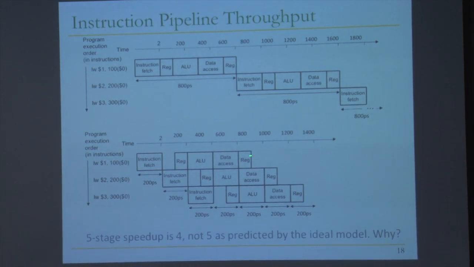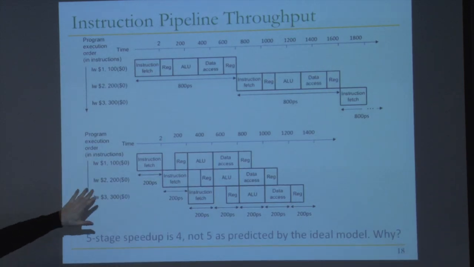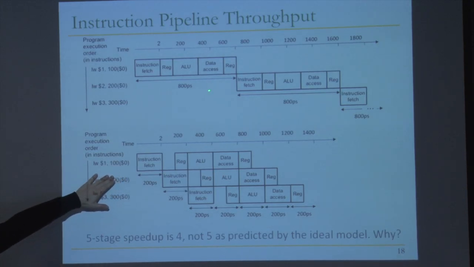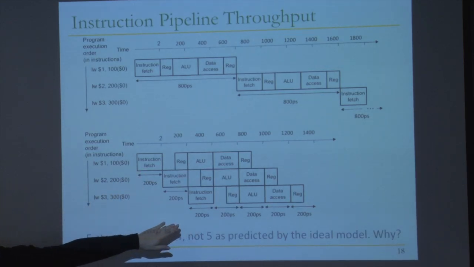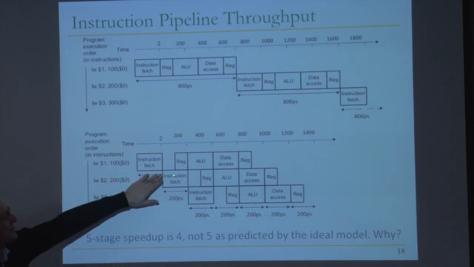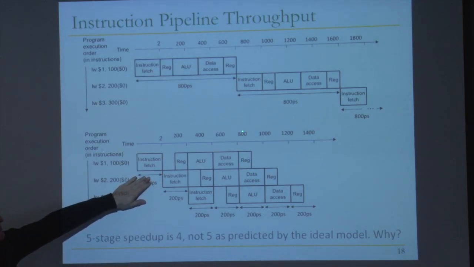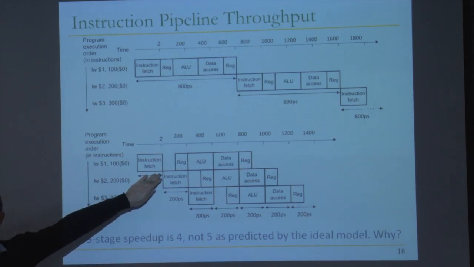Right? So basically, you increase the latency. What we've done is, before, if we didn't pipeline, regardless of eliminating the latch overhead, an instruction took 800 picoseconds. Now, because we pipeline, the instruction latency is 1,000 picoseconds. Because each stage needs to take the same amount of time, and we haven't balanced the stages well. That's why the 5-stage, even though you have 5 stages, the speed up you get is really 4, not 5. Does that make sense?